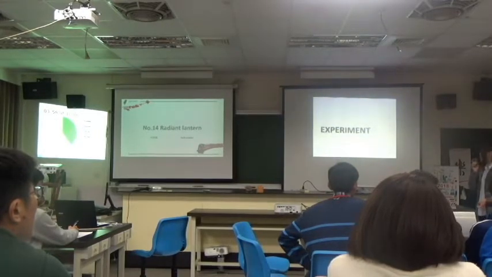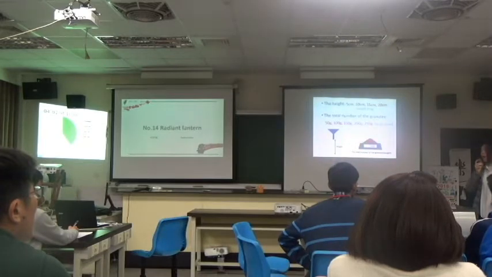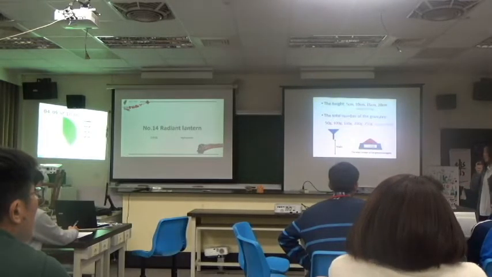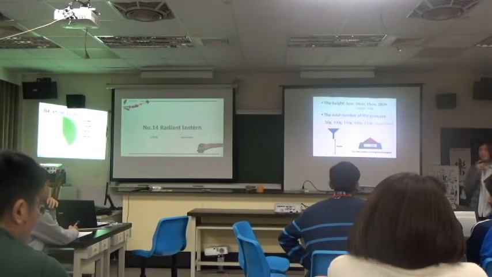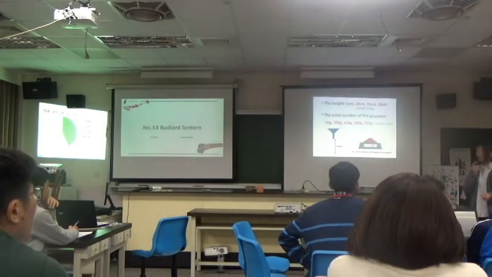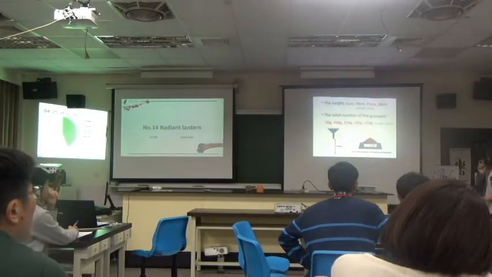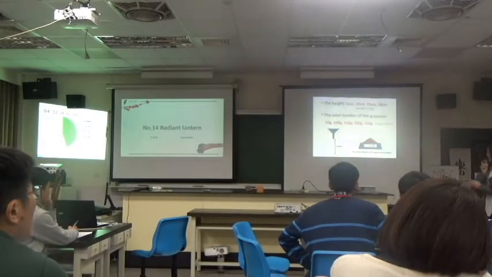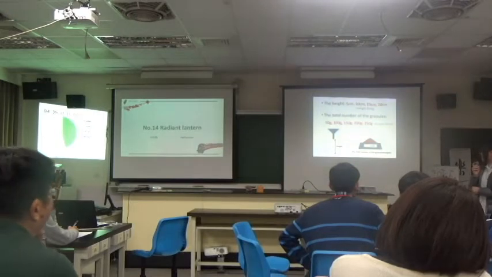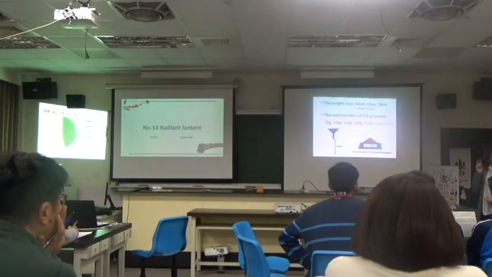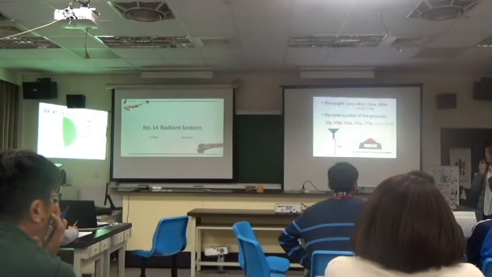Okay, so here comes our experiment. Our experiment falls into two parts. The first part is to figure out whether the height of the funnel has something to do with the angle of repose. So we do experiments at 5, 10, 15, and 20 centimeters, and the weight is controlled at 250 grams. The second part is the total number of granules. Because counting is too complicated, we measured the total number of granules by weight. So we do experiments of 50, 100, 150, 200, and 250 grams, and the height is controlled at 10 centimeters.